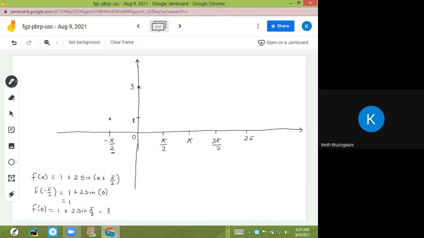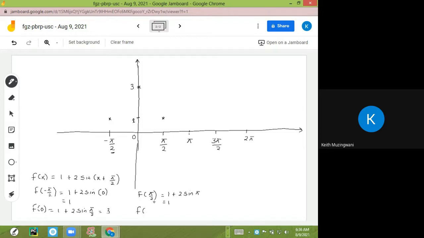Then we substitute pi over 2. So we have 1 plus 2 sine of pi over 2 plus pi over 2. We'll get pi. Now sine pi is 0, so we'll get 1. So we have 1 here.